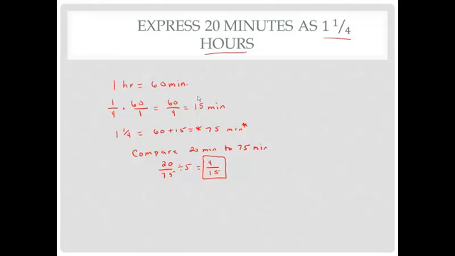Okay, so again, what we did, we converted the hours to minutes. 1 hour is 60 minutes. 1/4 of an hour is 15 minutes for a total of 75 minutes. And then we compared the 20 minutes to the 75 by writing those in fraction form, 20 over 75, and reducing the fraction.